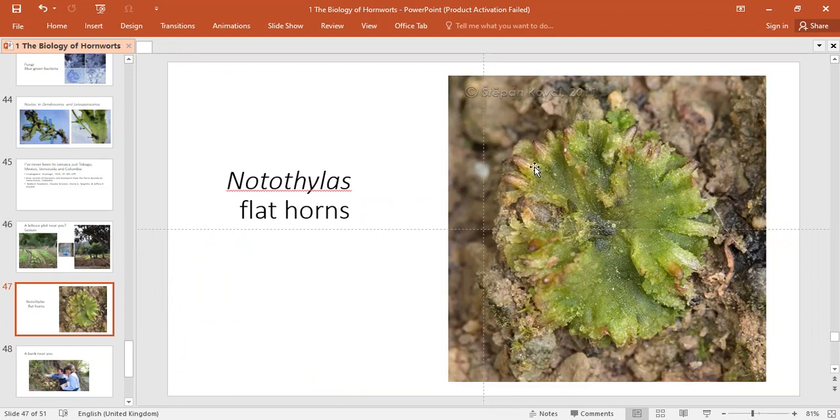You can clearly see the horns here, and this is the genus Notothylas, where the horns, instead of sticking straight up like all the other ones you've seen, lie flat on the thallus.